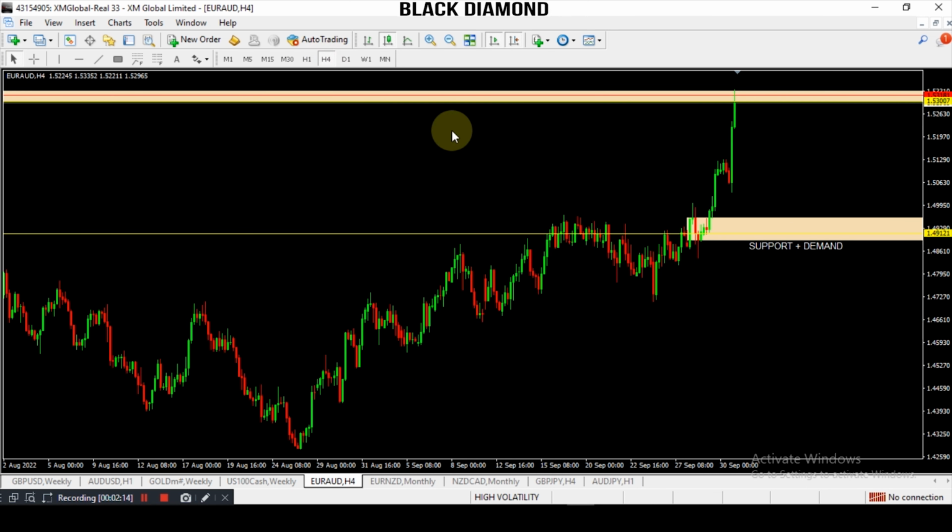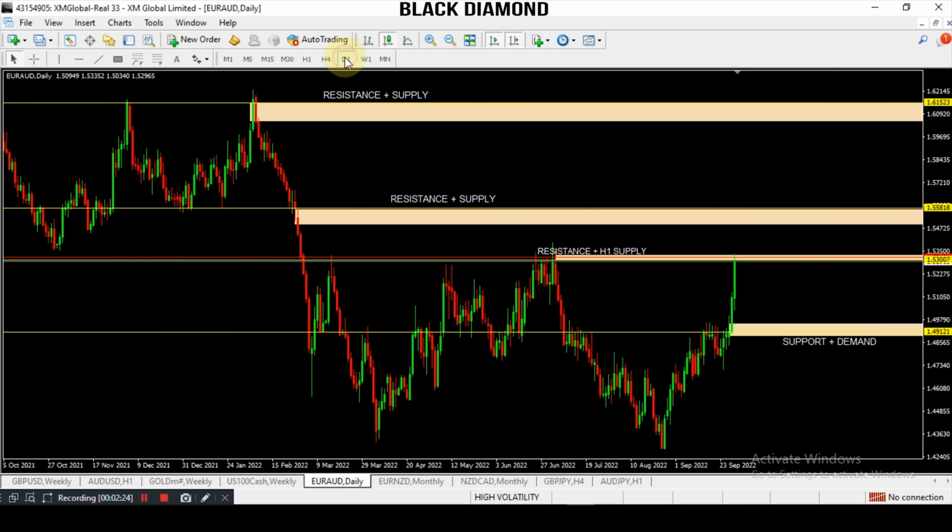How do you know that? We can see it over here. We've got this support over here, and then we've also got this demand area over here. Going back to our daily time frame, in the case that the market does not respect this level and breaks it and goes beyond it, it will be coming to this next level here, whereby we've got another resistance plus supply.